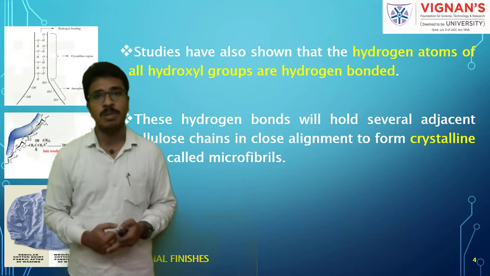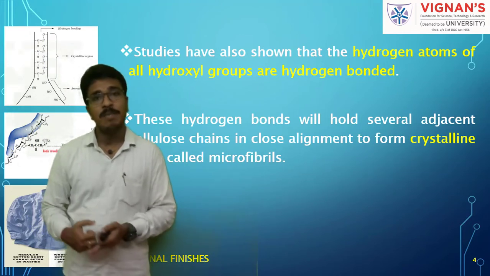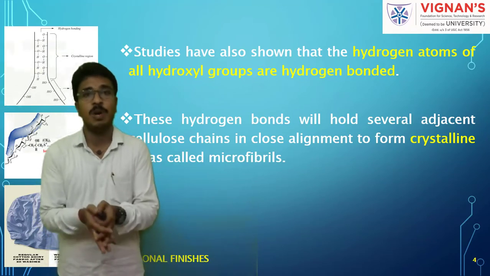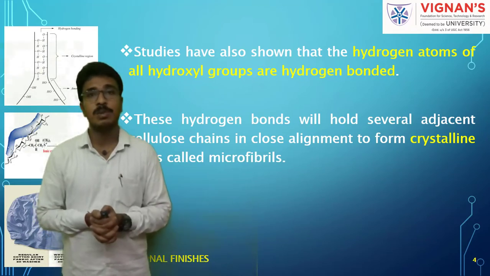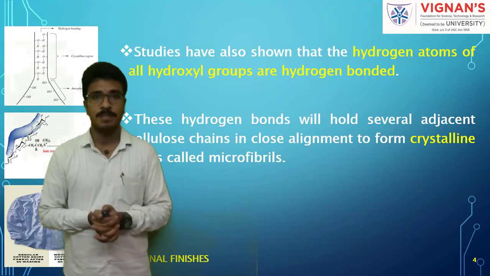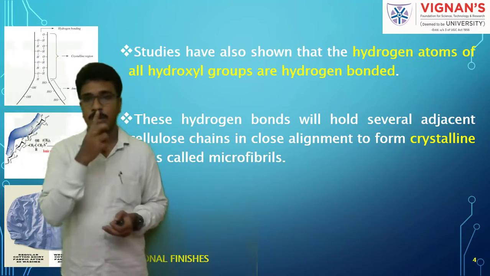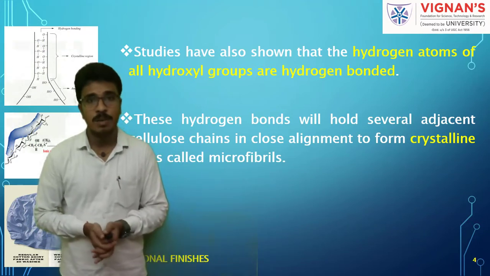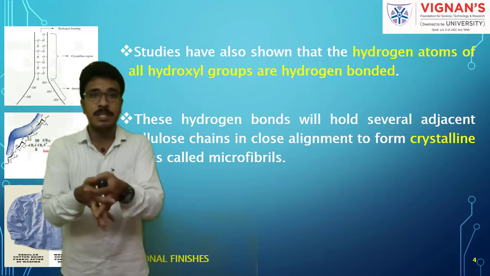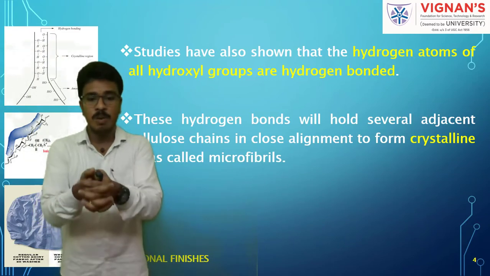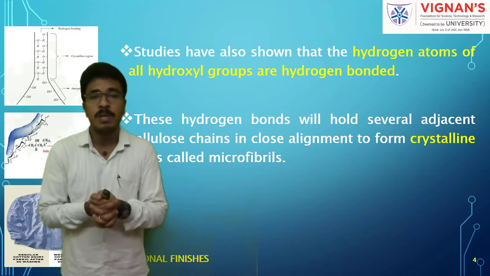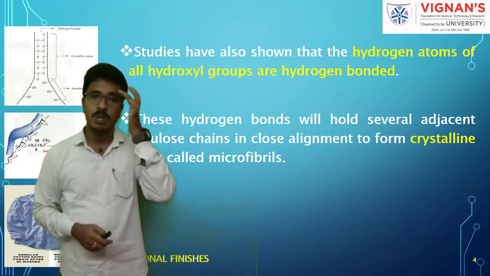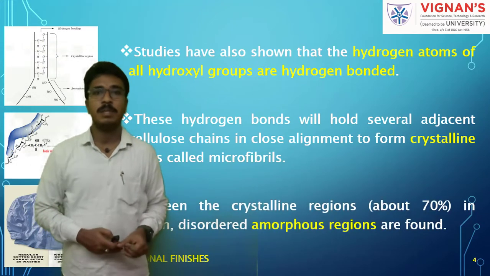These hydrogen bonds will hold several adjacent cellulosic chains in a close alignment to form crystalline areas, which are called microfibrils. I am repeating again. Whatever hydrogen bonds are between these hydroxyl groups in cellulose, they hold several adjacent cellulosic chains in close alignment to form the crystalline areas or crystalline regions, which are also called microfibrils.